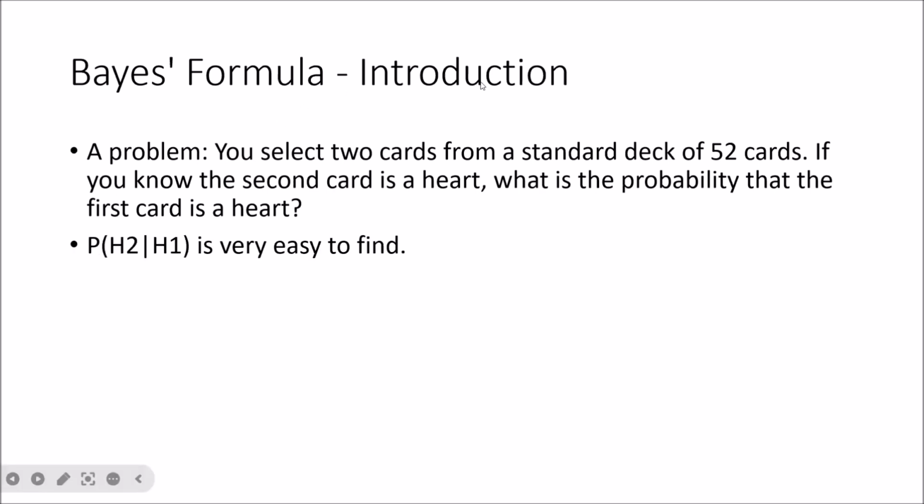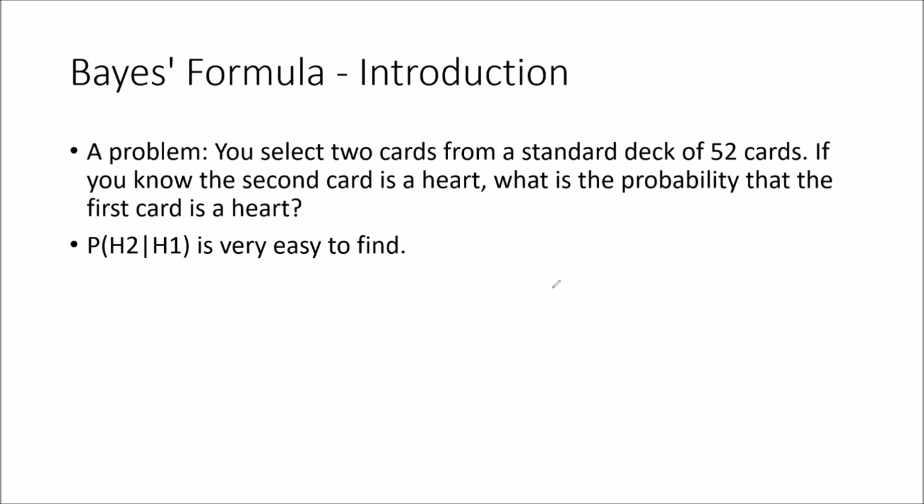If you know that the first card is a heart, then the probability that the second card is a heart is quite easy to find. It's kind of natural, okay? You know the first card is a heart. Oh, by the way, we're talking about selecting two cards without replacement. You pick one, you don't put it back, okay?